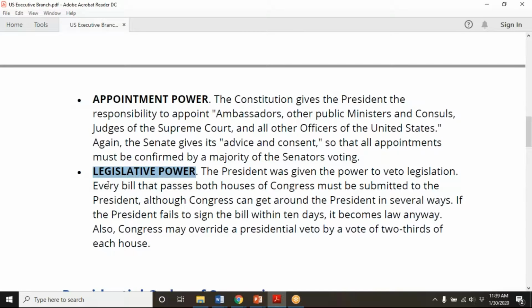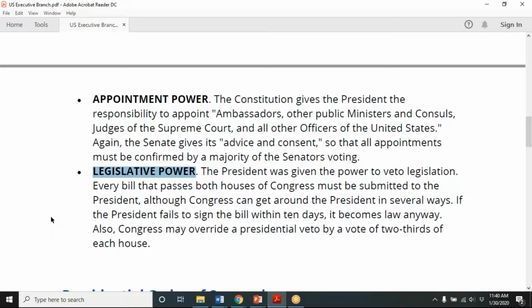Legislative power. The president was given the power to veto legislation. Every bill that passes both houses of Congress must be submitted to the president, although Congress can get around the president in several ways. If the president fails to sign the bill within 10 days, it becomes law anyway. Also, Congress may override a presidential veto by a vote of 2/3 of each house.